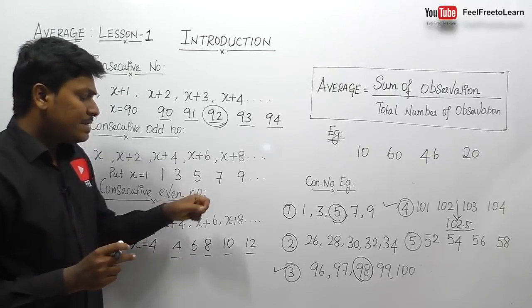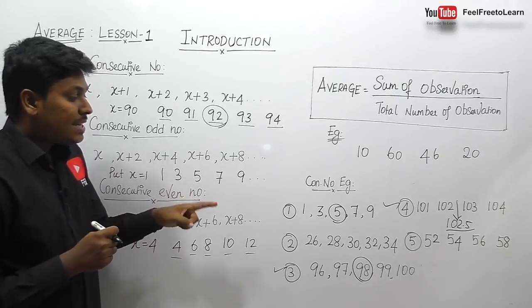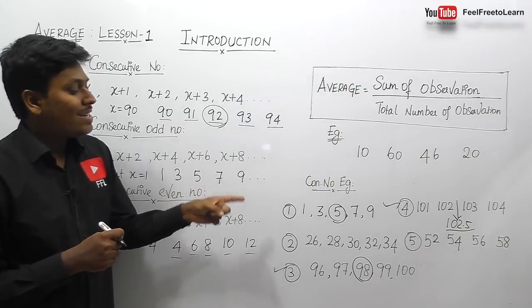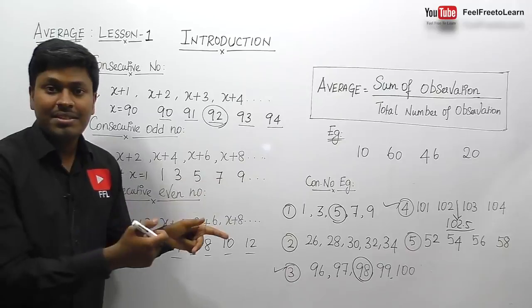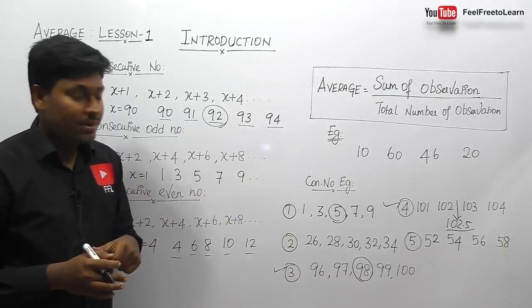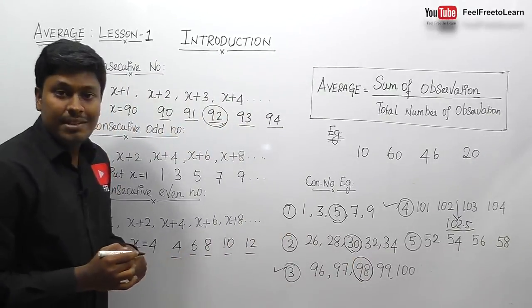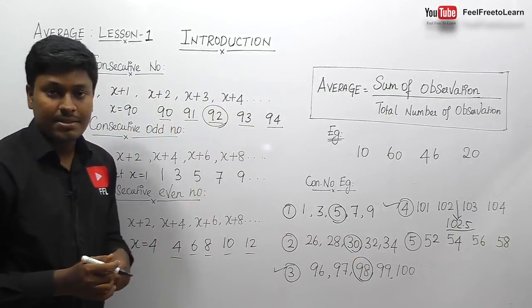Right? So let me take example number 2: 26, 28, 30, 32 and 34. It is a consecutive even number set, right? 26, 28, 30, 32, 34 are consecutive even numbers. If it is consecutive, then we can surely say that the center number will be its average. So we can definitely say that the answer for question number 2 is 30.